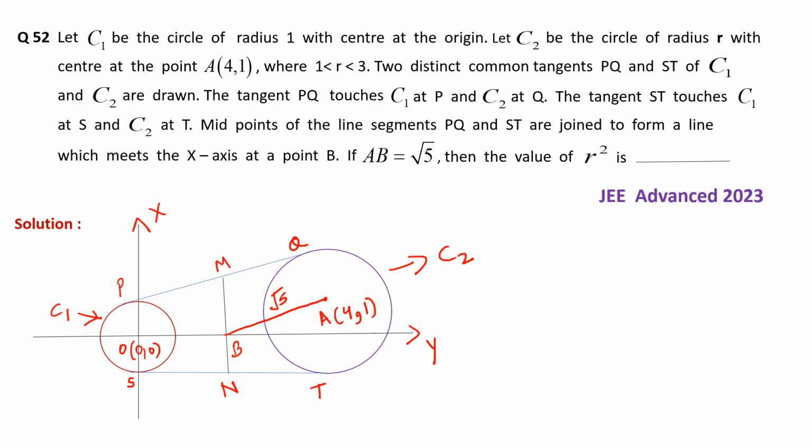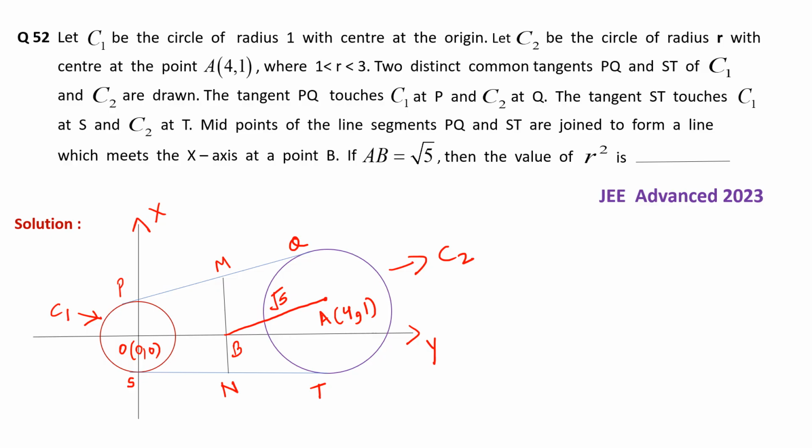The tangent PQ touches C1 at P and C2 at Q. The tangent ST touches C1 at S and C2 at T. Midpoints of the line segments PQ and ST are joined to form a line which meets the x-axis at a point B. If AB is equal to square root of 5, then the value of R square is.